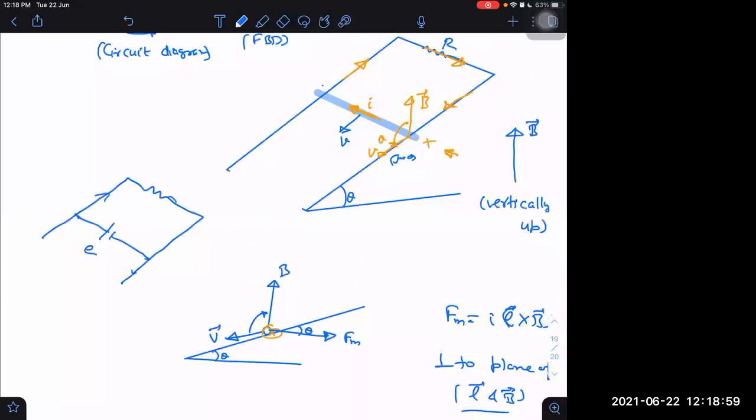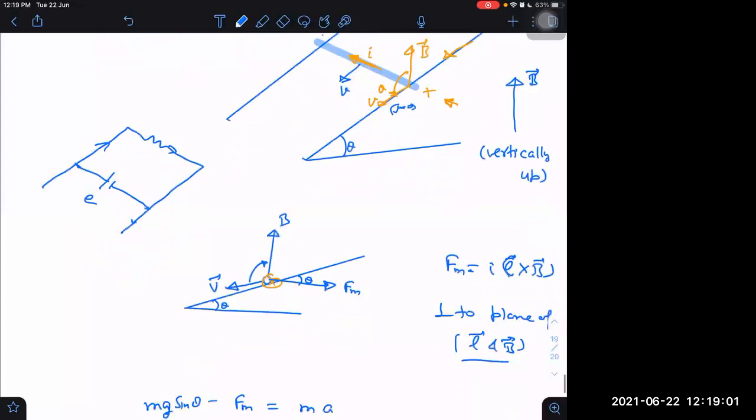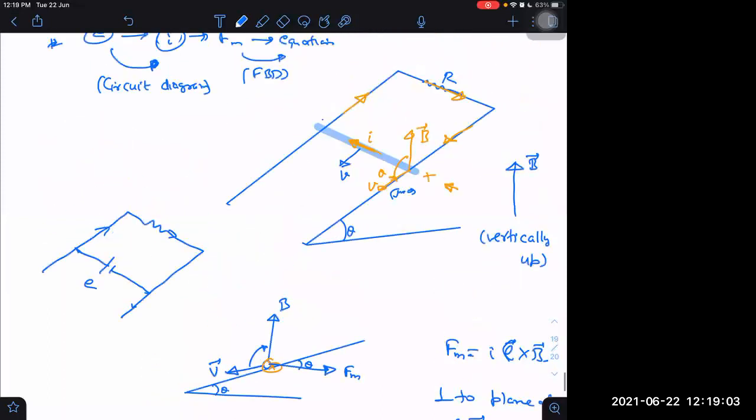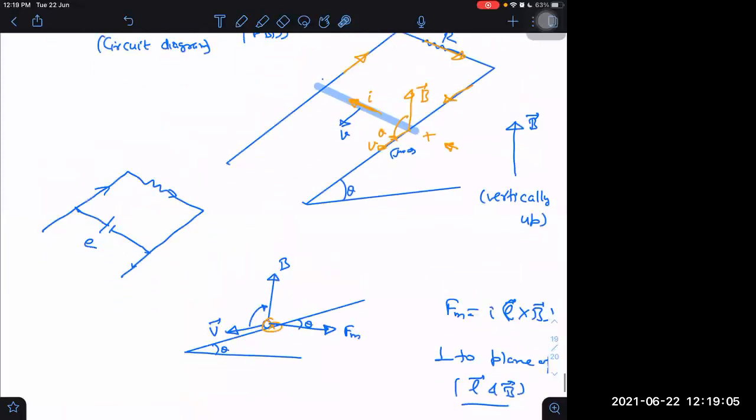B V L cos theta, sir. How do you know that? When we take V cross B, V cross B means the component of V which is perpendicular to B. Yes. V cos theta, sir. Because V cos theta is perpendicular to B. So I have to take only V cos theta. You are right. V cos theta into B, that is V perpendicular into B.